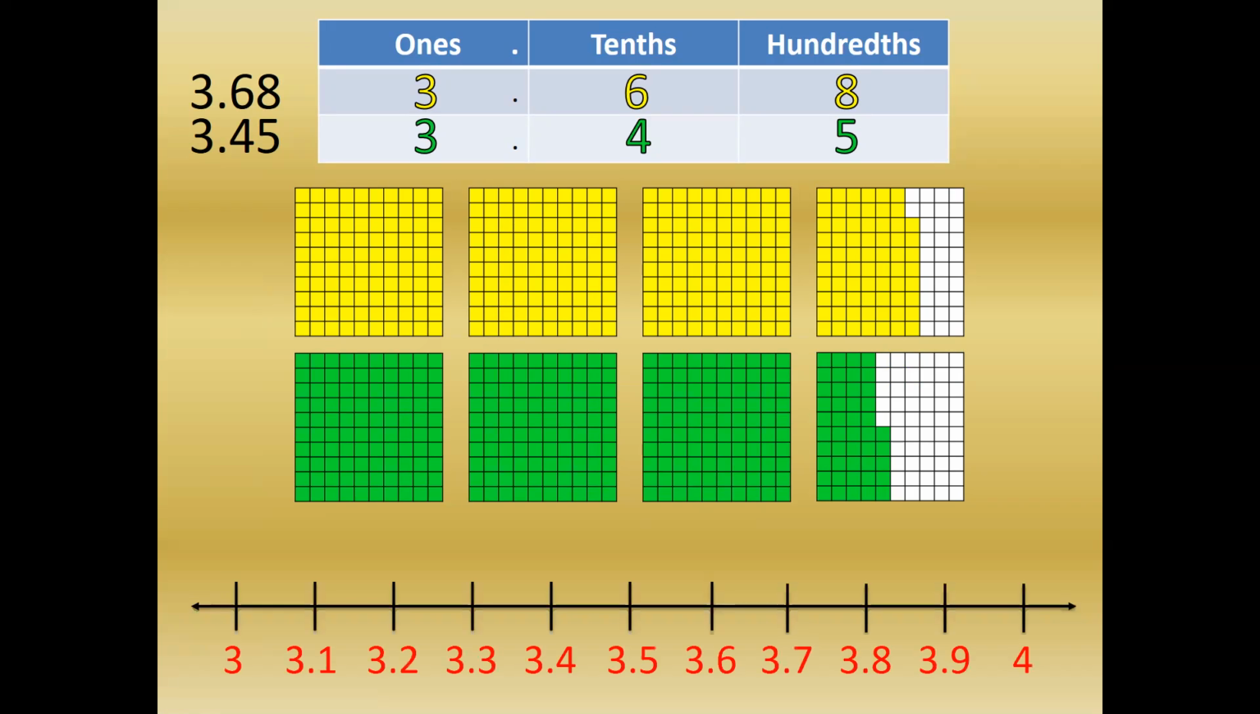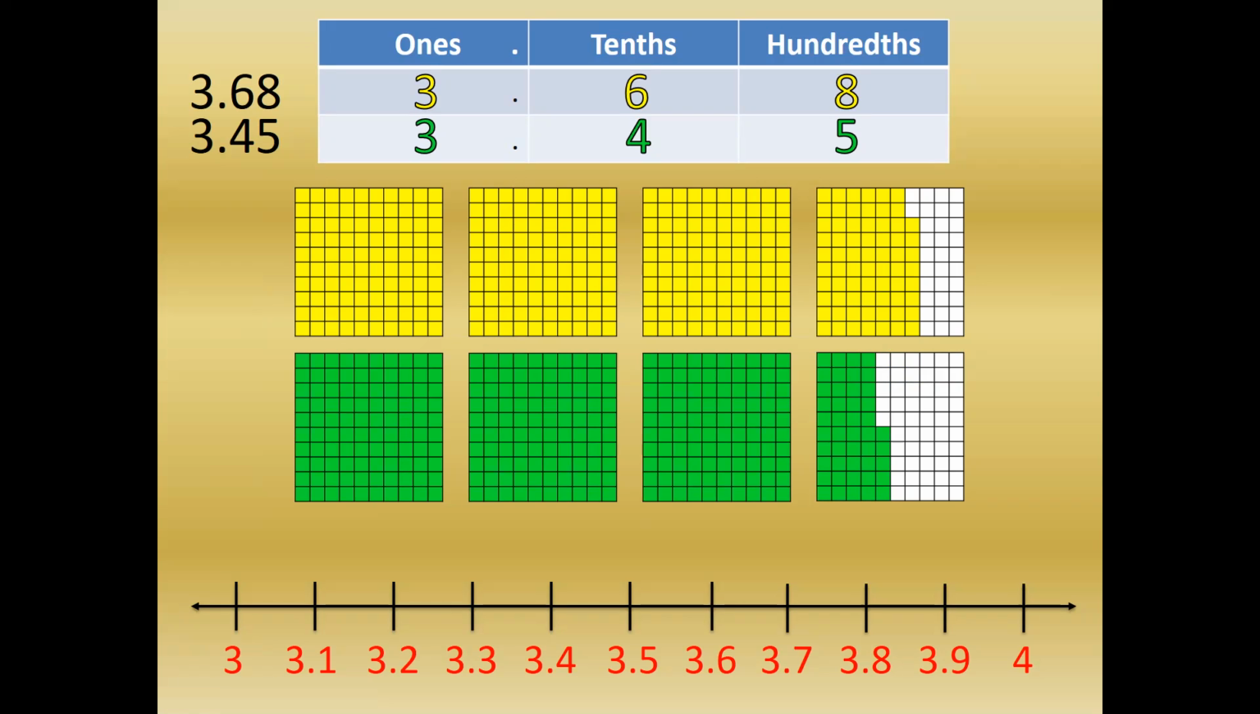And now, a third way you can also figure this out is putting a number line up. So this number line starts at 3 and it goes up by tenths. So we have 3, 3.1, 3.2, 3.3, 3.4, 3.5, 3.6, 3.7, 3.8, 3.9, and 4. So we're going to put our decimals onto this number line as to where they should go.